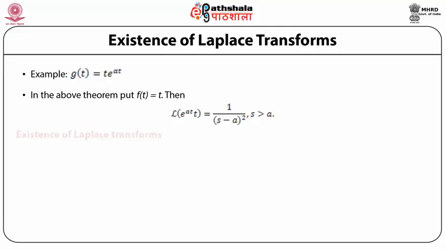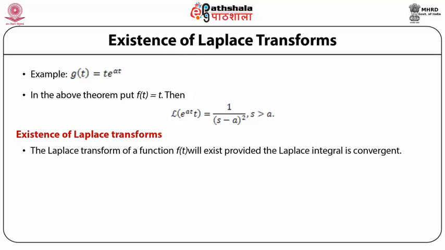Next, we discuss the existence of Laplace transforms. The Laplace transform of a function f of t will exist provided the integral 0 to infinity e raised to power minus st f of t dt is convergent. It may happen that the integral is convergent for all s, or for some s, as was the case in most of the examples cited above, or it may happen that the integral diverges for all values of s. In that case, the Laplace transform of that function does not exist.